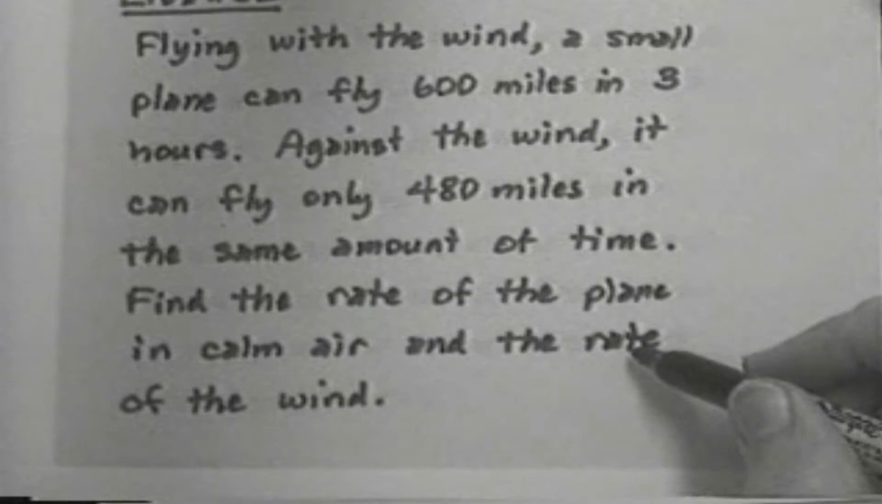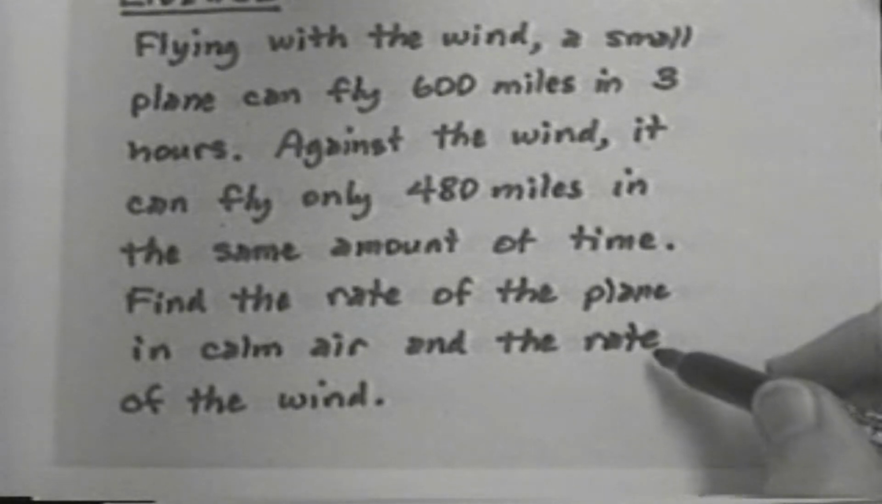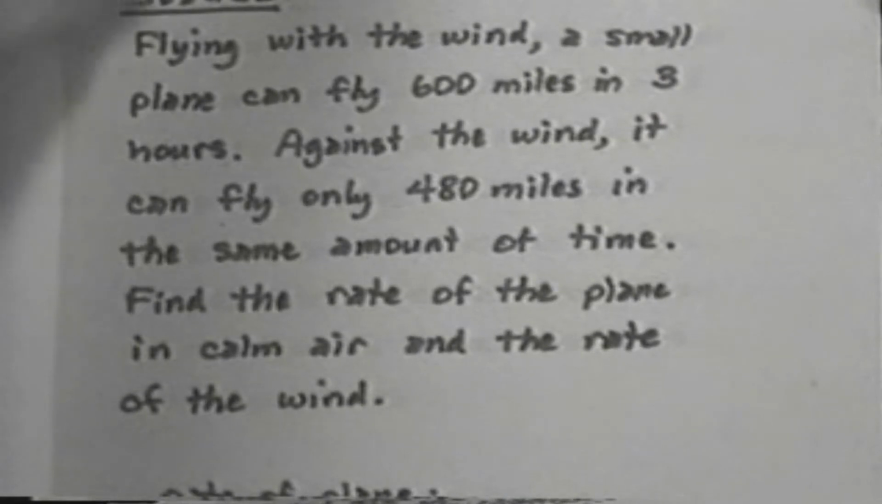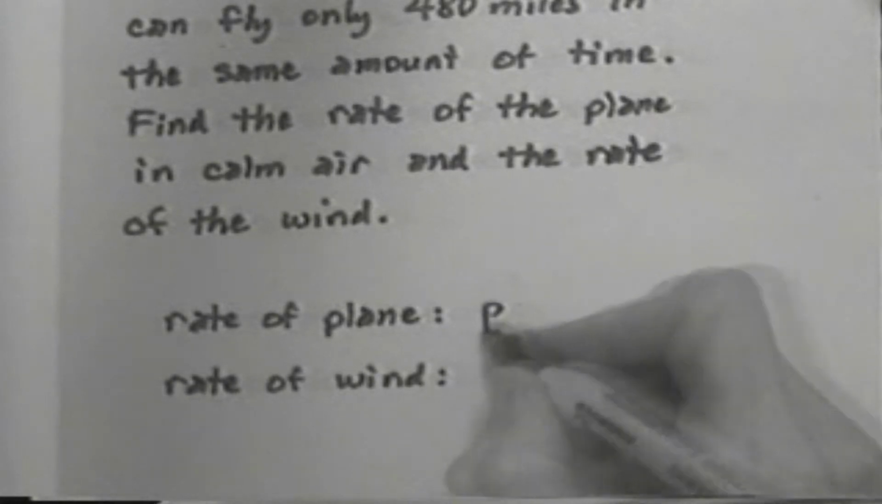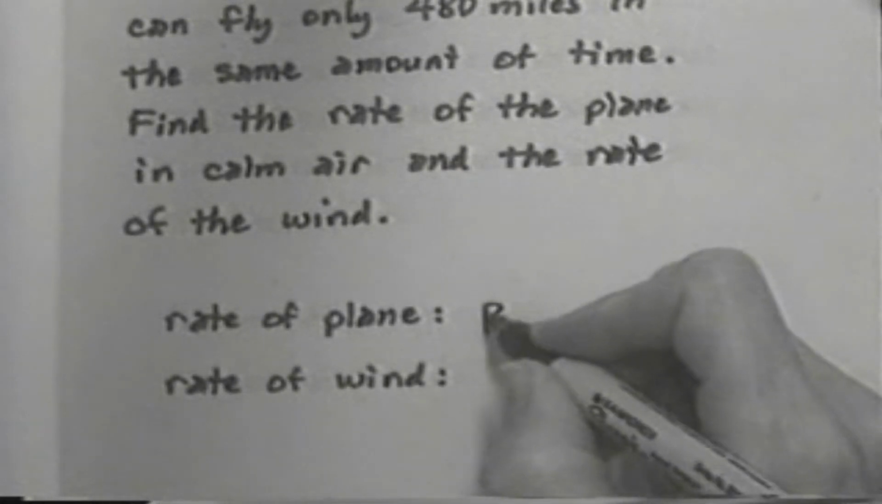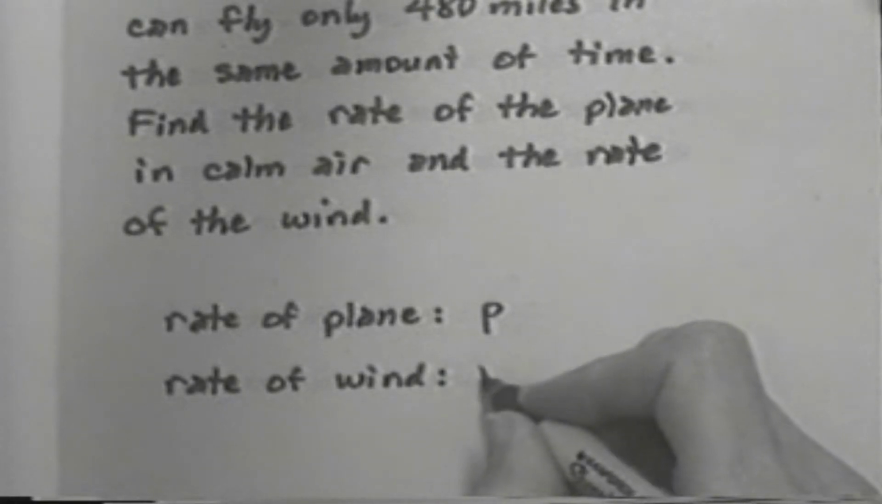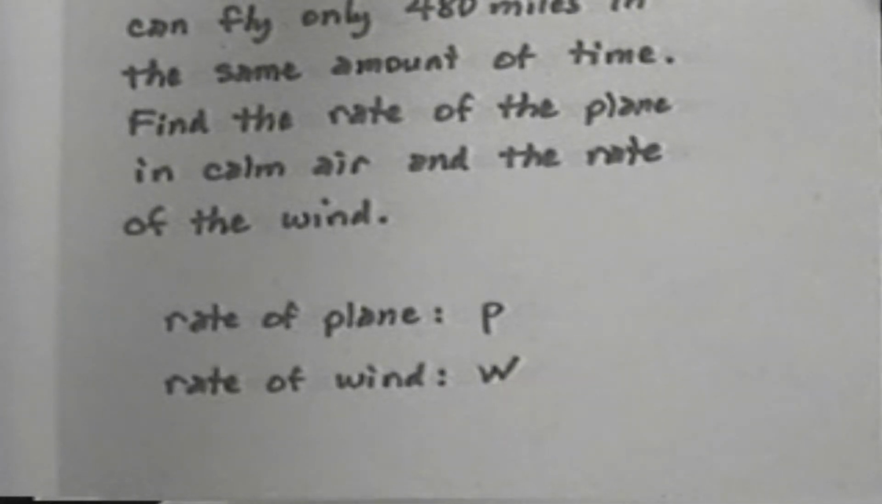Let's get letters to stand for the rate of the plane by itself and the rate of the wind. The rate of the plane, well, the easiest thing is to call it P for plane. So let's make it easy. The rate of the plane is P, the rate of the wind, W for wind. Remember that we're going to have to put the rate of the plane and the wind together, either by adding them or by subtracting them, and so we must have two letters to be able to add the two and to subtract the two.